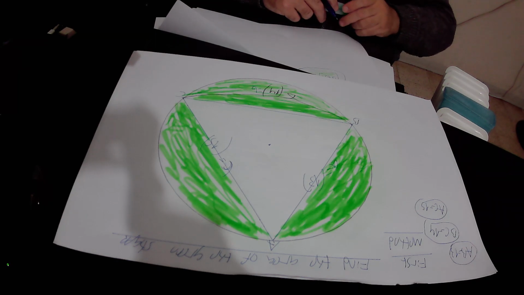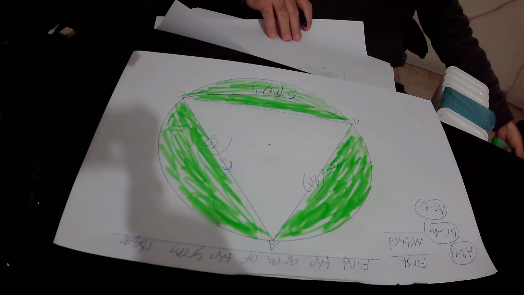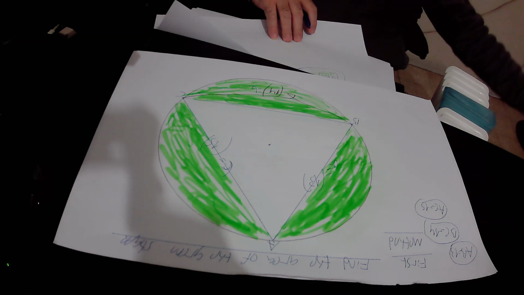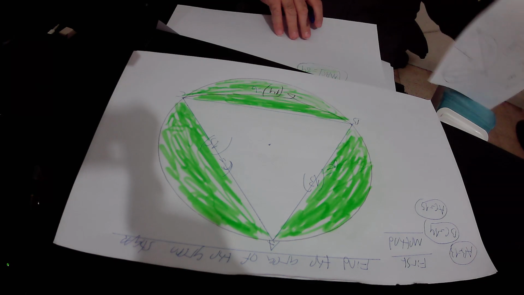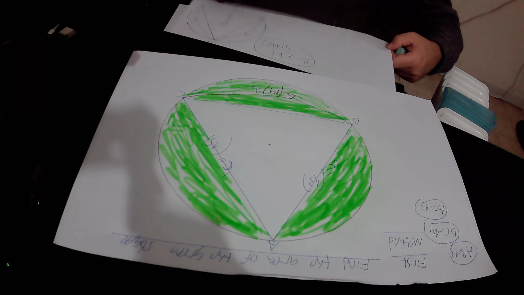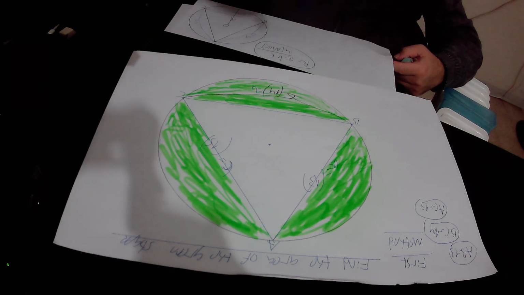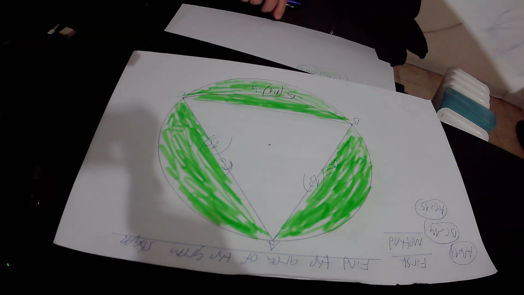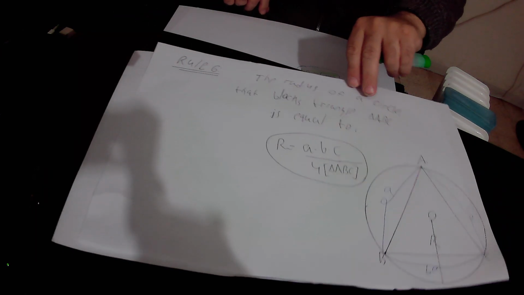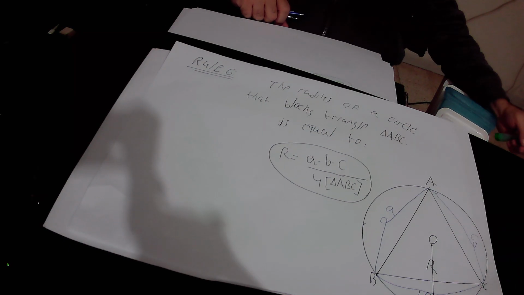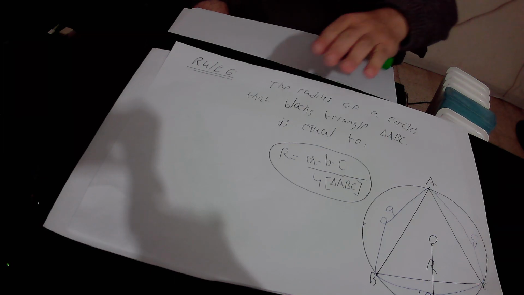We actually have another rule, that is actually rule number 6, that talks about the radius of a circle that blocks triangle. According to rule number 6, the radius of a circle that blocks triangle ABC is R equals A times B times C over 4 times the area of triangle ABC that is blocked by the circle.